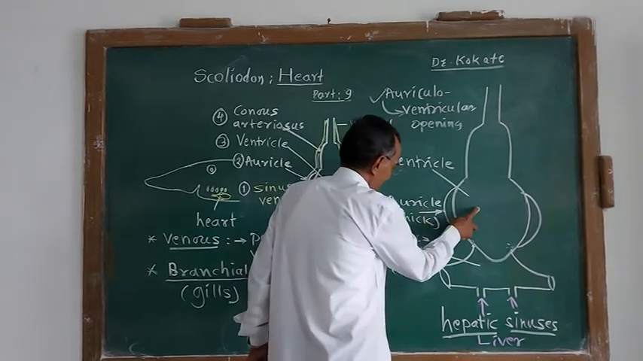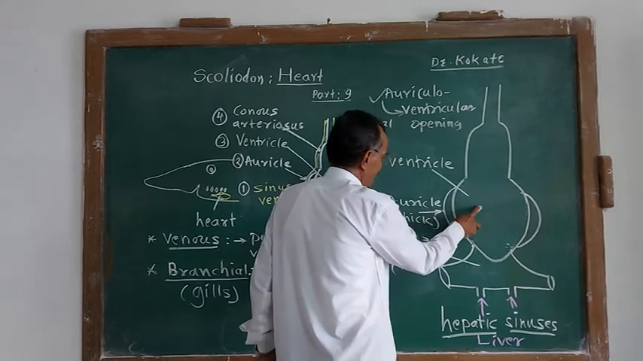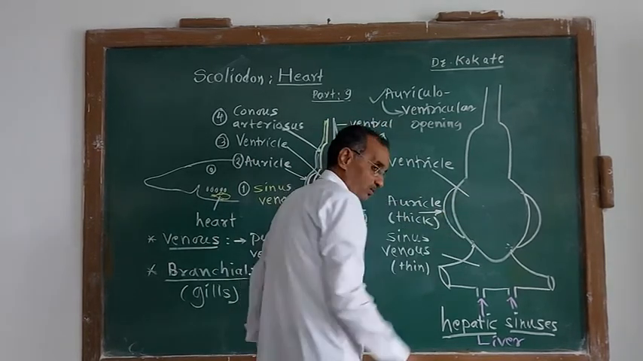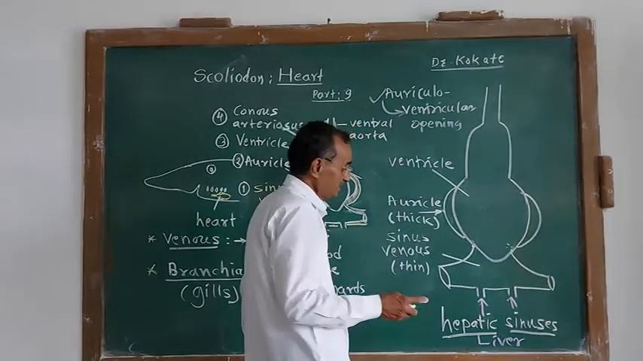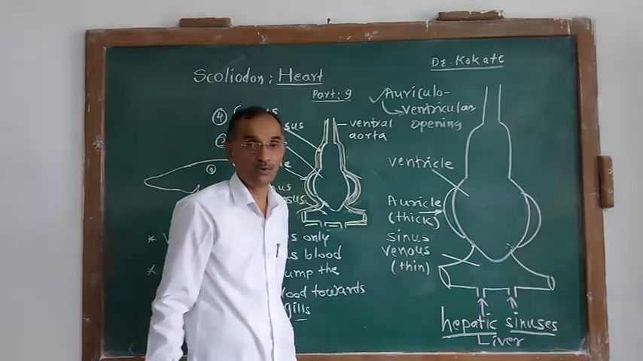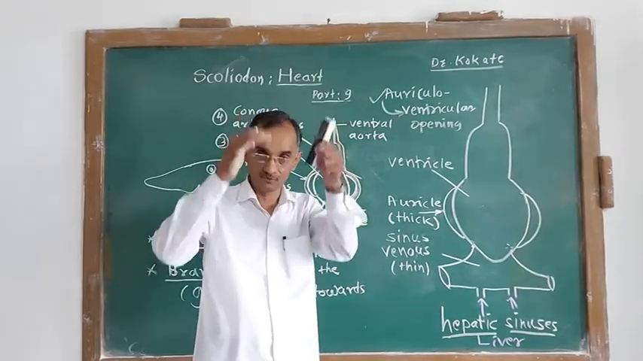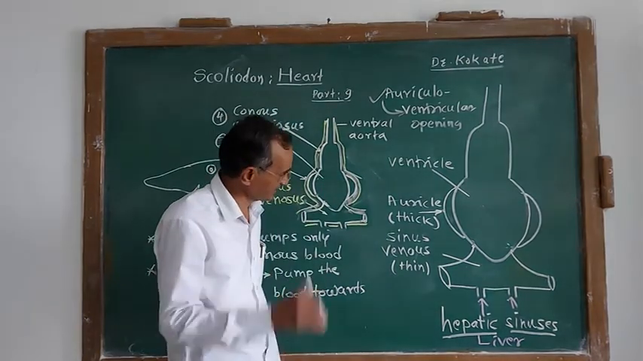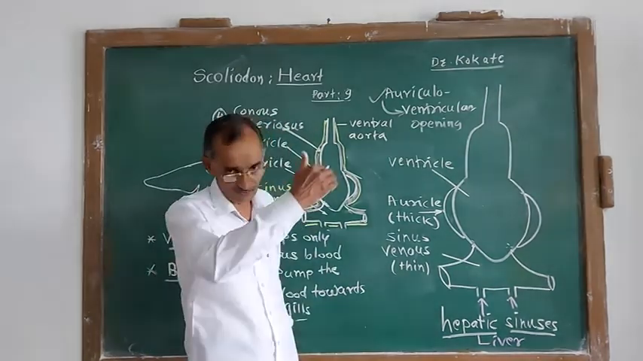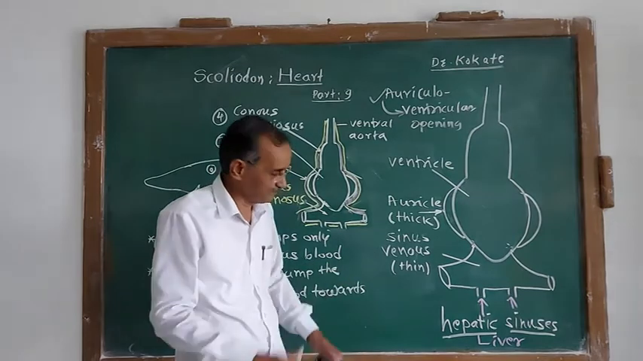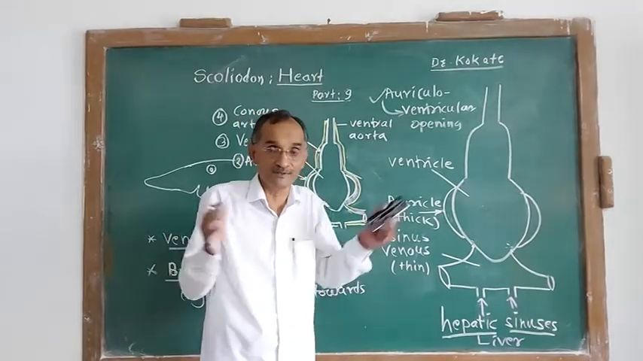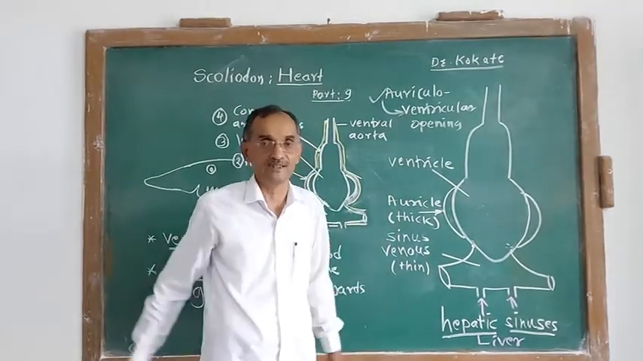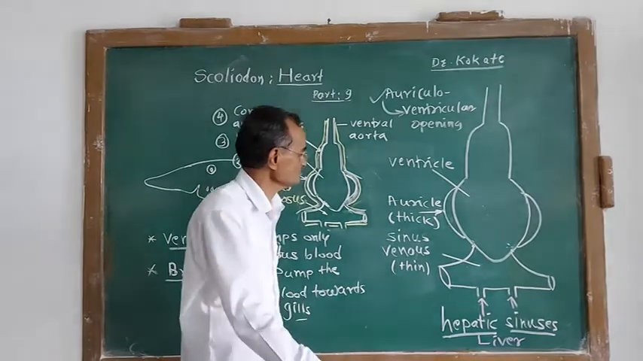The auricle opens into the ventricle, and that opening is also guarded by a valve. So all these openings are guarded by valves to prevent backflow, the return journey of the blood. Blood should not flow back, so the valve closes whenever a particular chamber contracts during circulation of the blood.